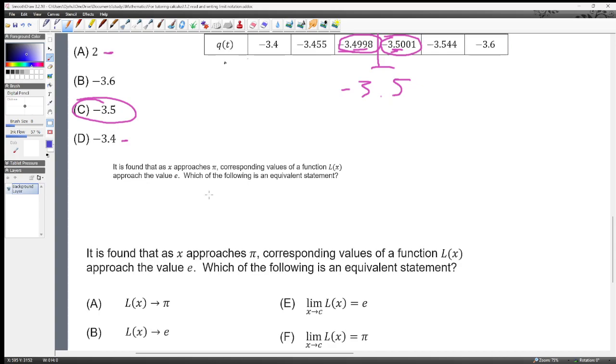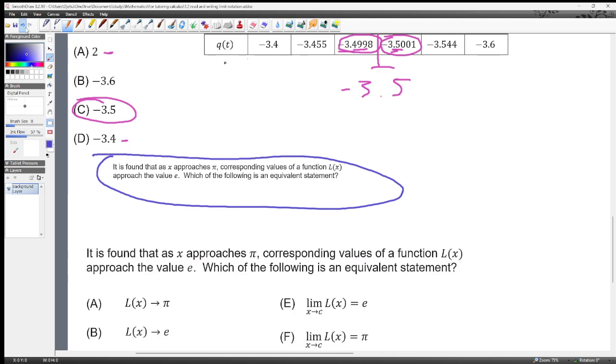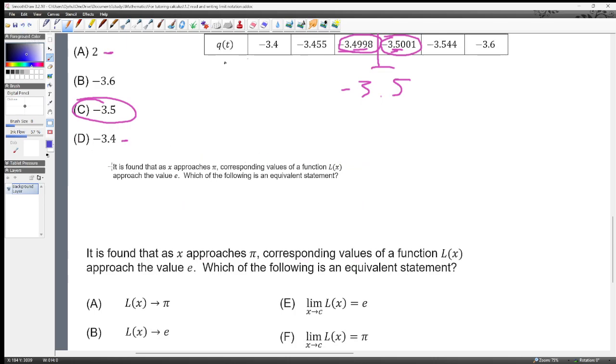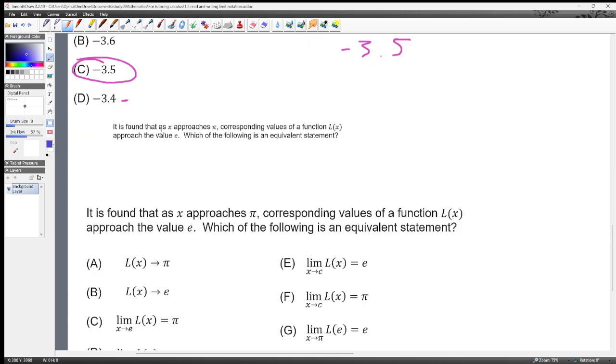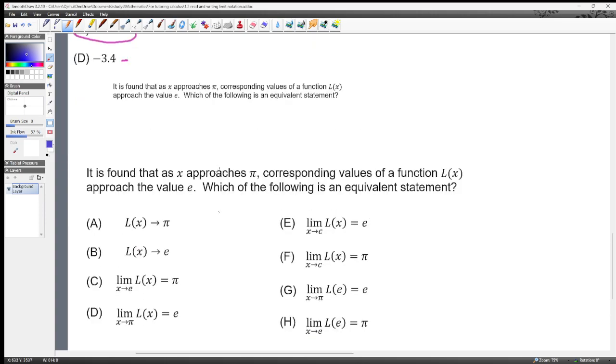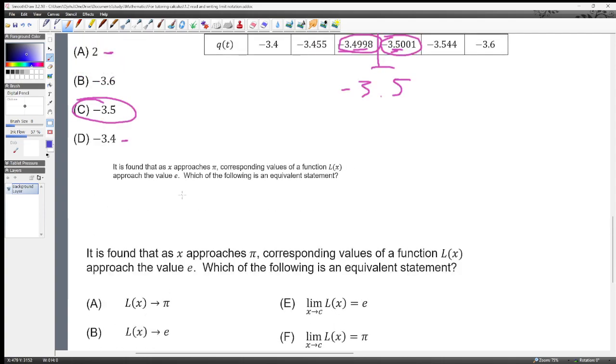So let's move on to this one here. Okay, give it a try. It is found that as x approaches pi, the corresponding value of a function L of x approaches the value of e. Which of the following is an equivalent statement? So here I think I mixed them up, but this is how it was presented first, but we can look at this multiple choice. But if you've done it on your own without the multiple choice, that's good.